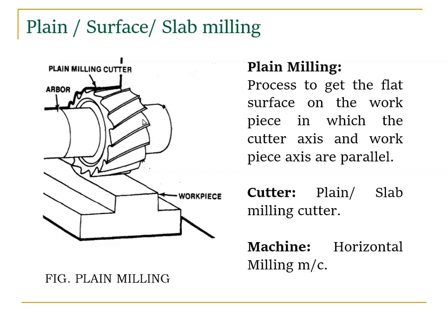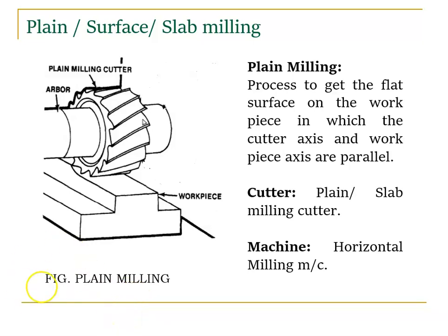Okay, first of all, what is meant by plain or surface or slab milling? We have a variety of names: plain, surface, slab. This is generally the milling process used to get a flat surface. If you look at a surface, there will be some deviations, some high and low peaks. So if you want to get a flat surface, we use milling. So plain milling is used to get a flat surface on the workpiece.